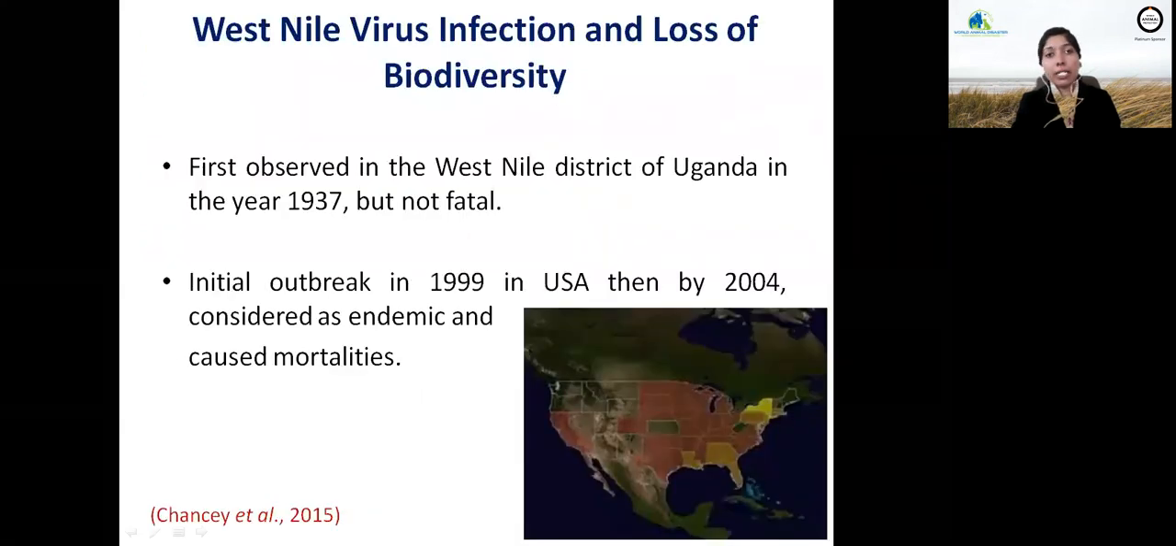So third is West Nile virus infection. It is related to the loss of biodiversity. It was first observed in Uganda, but it was not fatal in humans. But its initial outbreak in the USA resulted in deaths in the human population. And by 2004, it became endemic in those states.